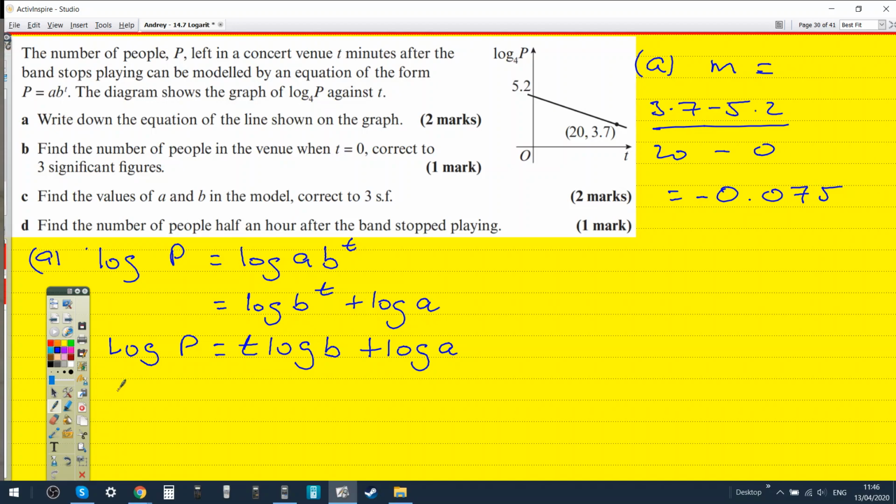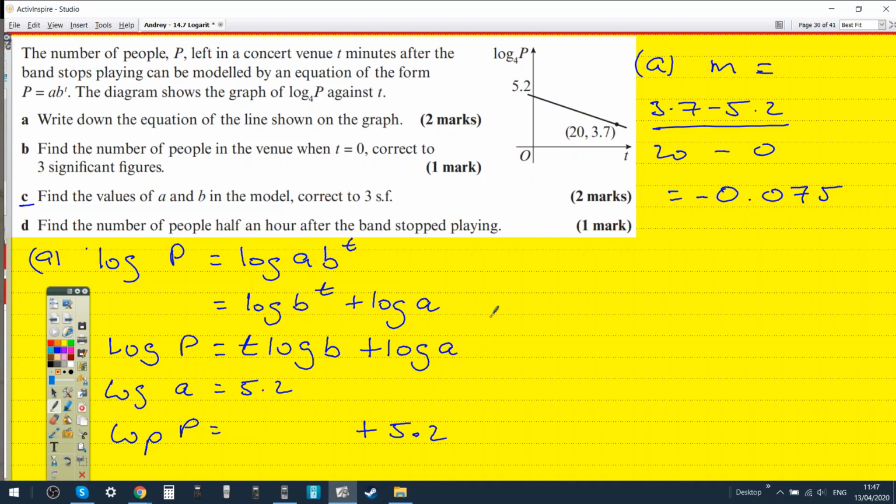And so I got log a is 5.2. Yep. Y-intercept. Log a is like the c. So log p is, do I need to scale what a is? That'll be part c. So what is the equation of this straight line? Log p is equal to t log b plus 5.2. Okay. So log a is the intercept. That's the c. That's 5.2.